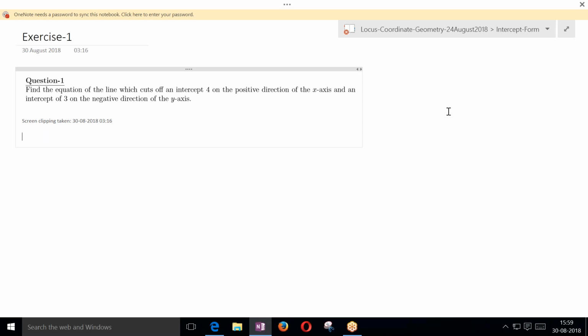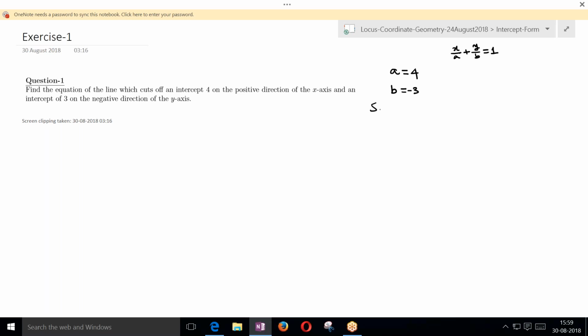That means what? The moment I read up to this statement, we make a statement that a is equal to 4 and intercept of 3 on the negative direction of y-axis. That means what? b is equal to minus 3. And what is our required equation? We know the equation form is x by a plus y by b is equal to 1.